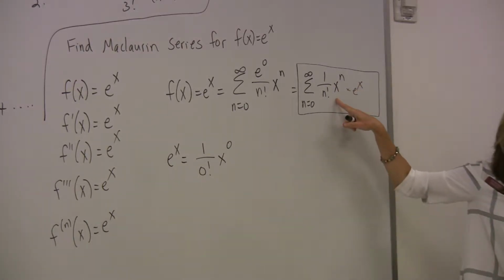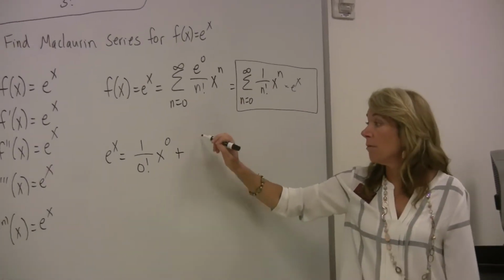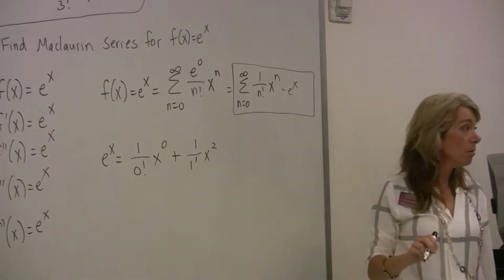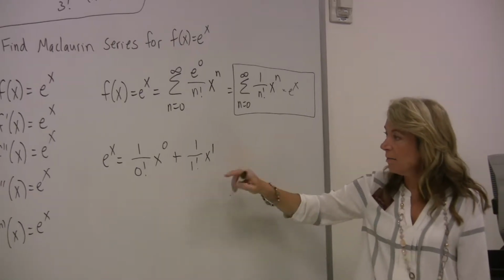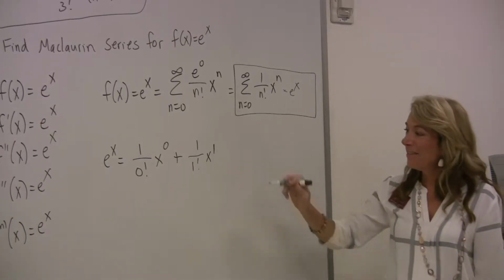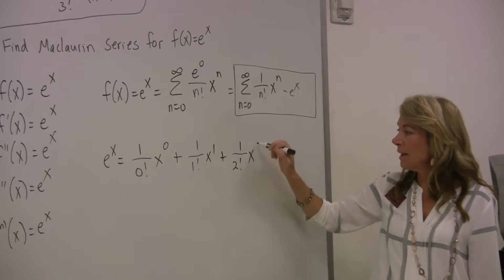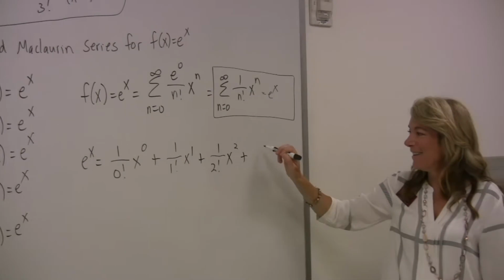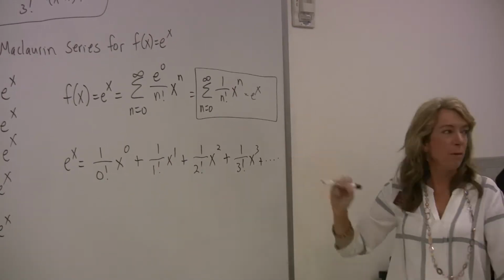And I plug 0 in for the first term. Now I'm going to plug 1 in. 1 over 1 factorial x to the 1. Oops, I just made that point to you guys: make sure that exponent and that factorial match. Plus 1 over 2 factorial x squared. How many did I ask for? Did I ask for 3 or 4? I asked for 4? Okay. I can't remember what I asked for. Plus 1 over 3 factorial x cubed. And we could keep going if we wanted to.